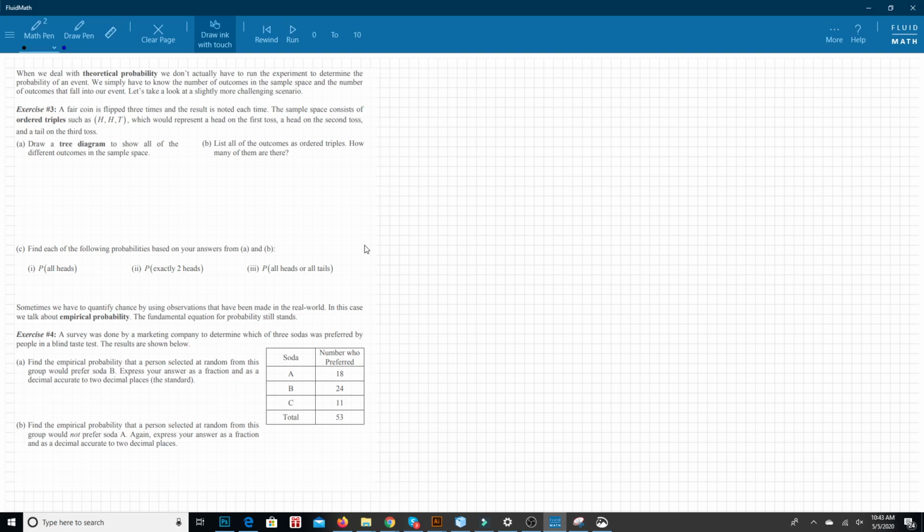And one of the most famous examples that you would see in any college curriculum, as well as any Regents exam or state exam you may be taking, is an example like example 3. It says a fair coin is flipped 3 times, and a result is noted each time. The sample space consists of ordered triplets: heads, heads, tail, which would represent a heads on the first toss.